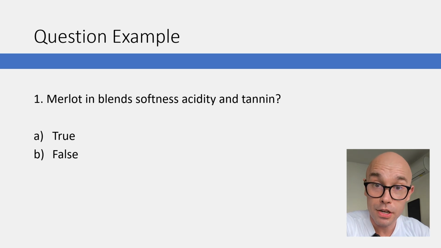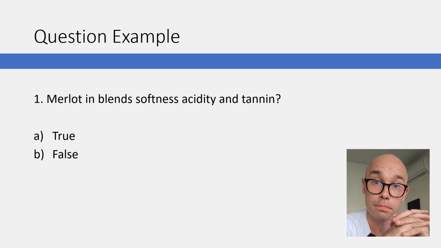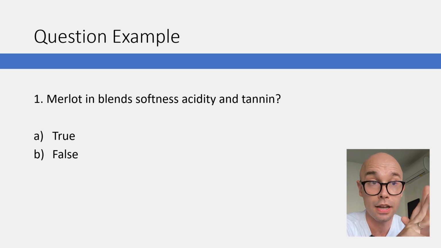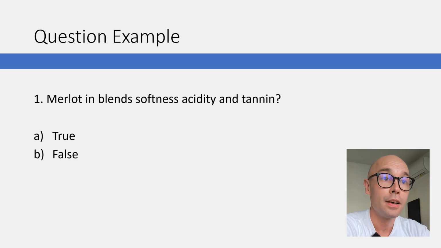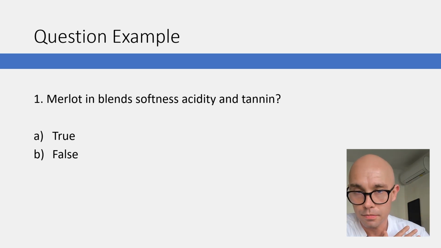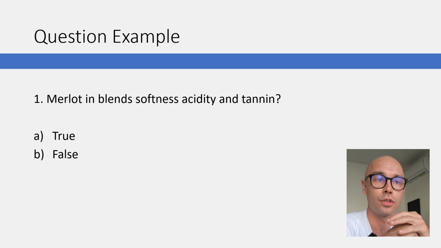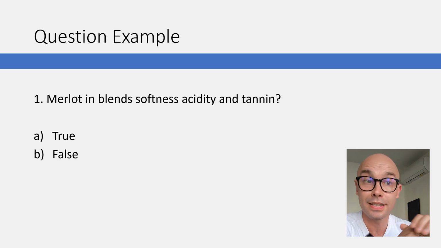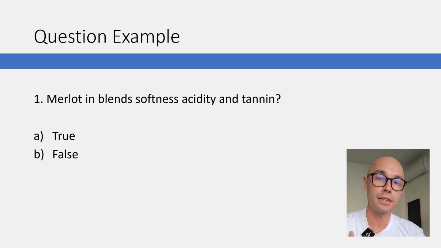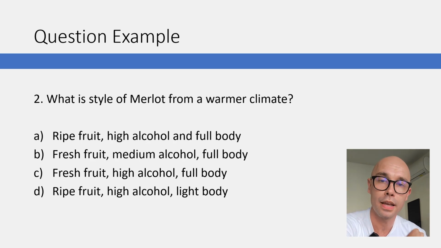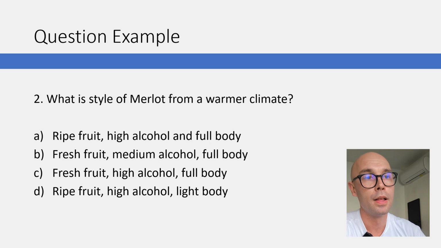Okay, a lot of information for Merlot. Please let me know if you have any questions, if something was not clear, and let's do the questions. Question number one: Merlot in a blend softens acidity and tannin if it's blended with Cabernet Sauvignon usually, right? So true or false? The correct answer is A, true. Merlot is the flesh; it gives softness. Cabernet Sauvignon is the bone and structure in the wines.